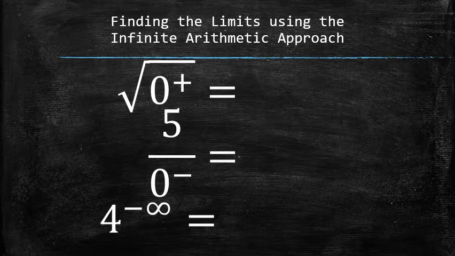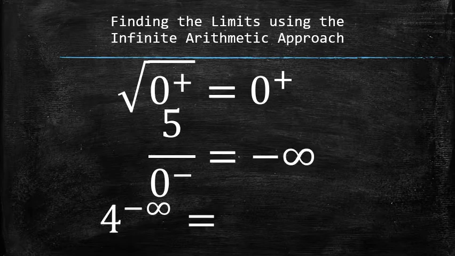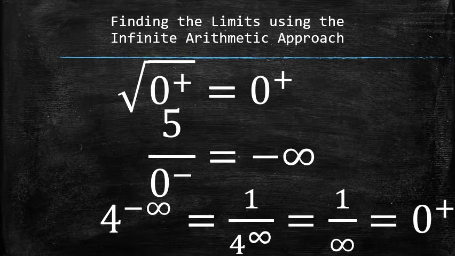Here's another set. Take a moment to think about it before I write down the answers. Square root of a small number is still a small number. Dividing a finite positive number by a very small negative number will result in a very large negative number. Raising a positive number greater than 1 to a very large negative power is equivalent to finding the reciprocal of a very large positive number, which is 0.